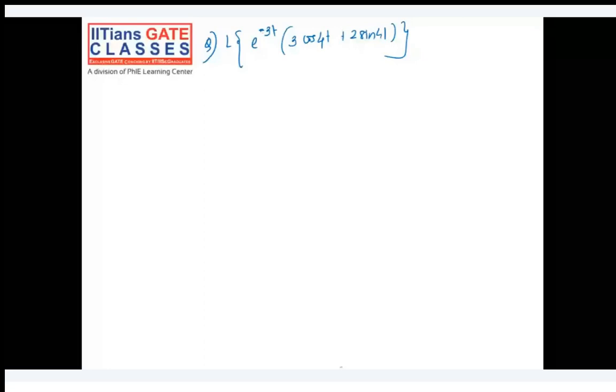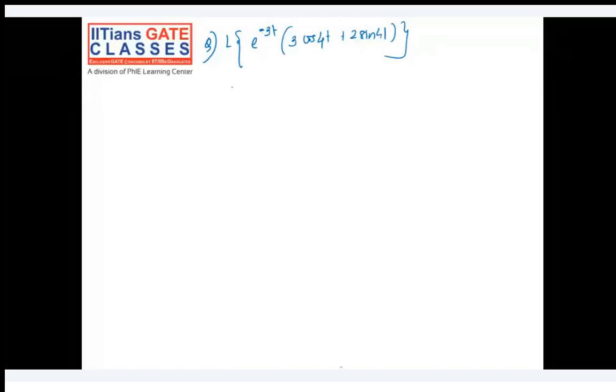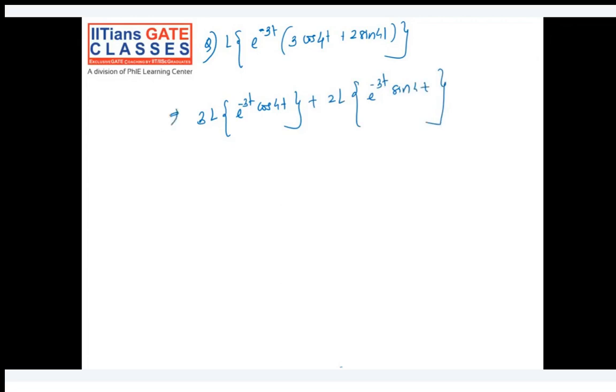Here you can see we have 3s plus 17 divided by s plus 3 whole square plus 16. Perfect. Yeah, here we have to use shifting property. It is same as writing 3 times Laplace transform of e to the power minus 3t cos of 4t plus 2 times Laplace transform of e to the power minus 3t and sine of 4t. So basically we are applying linearity property now.